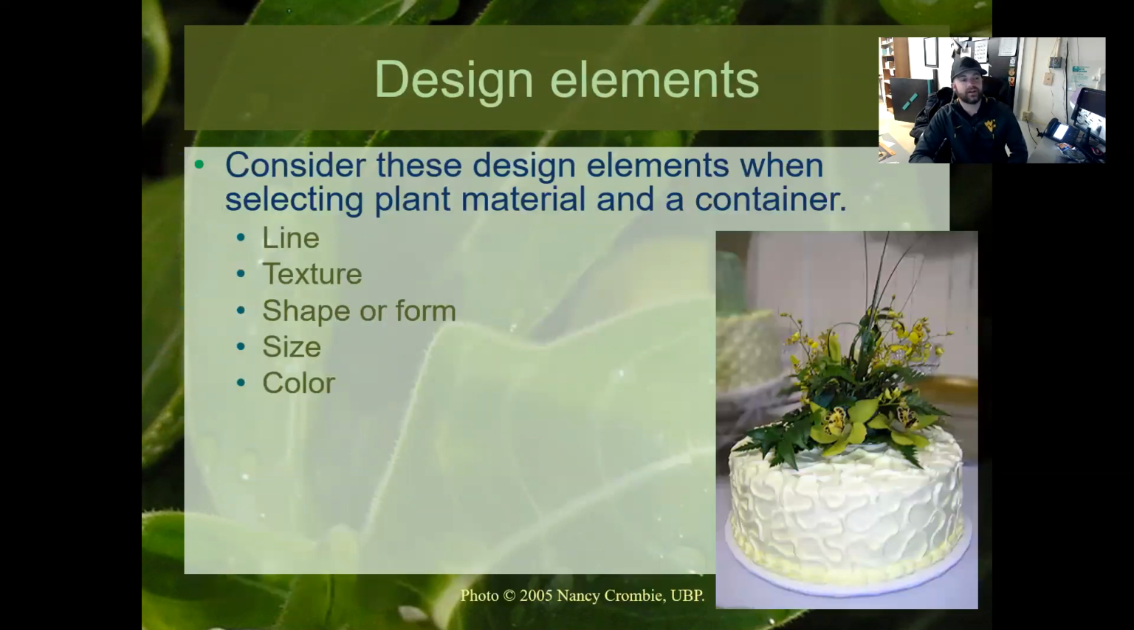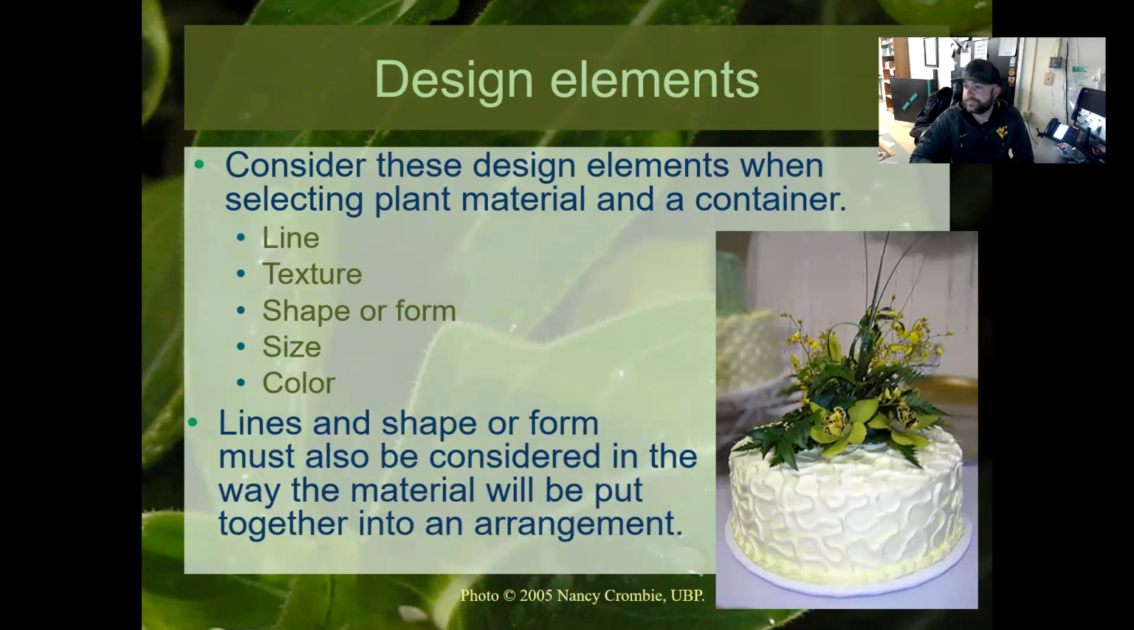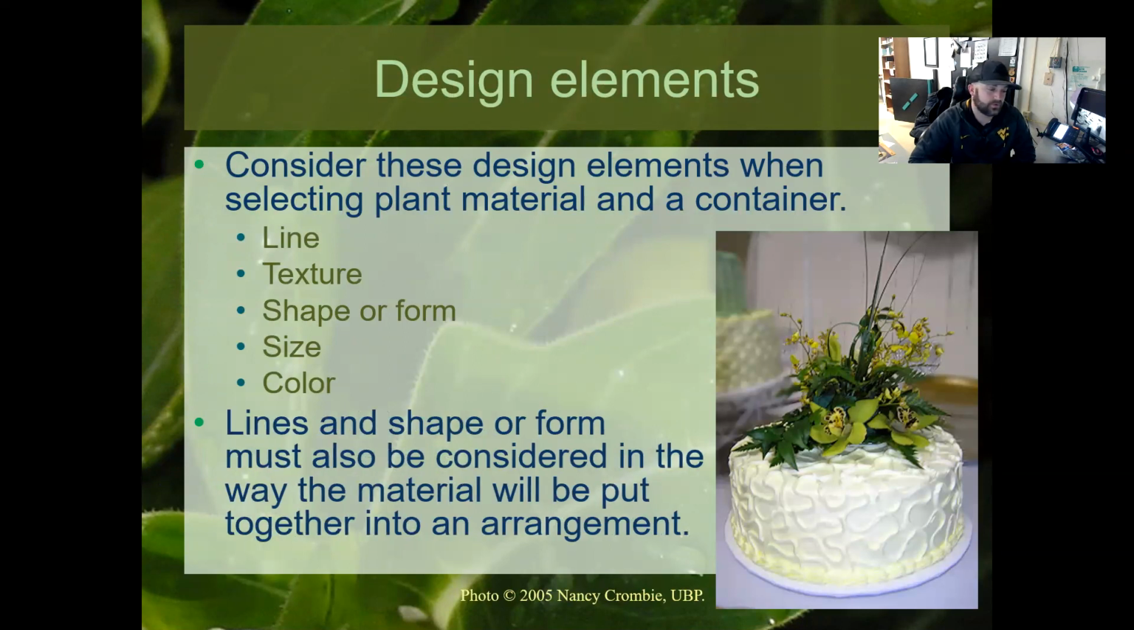So let's jump into design elements. Consider these design elements when selecting plant material and a container: line, texture, shape or form, size, and color. And line and shape or form must also be considered in the way the material will be put together into the arrangement. So you're thinking here in two different ways.